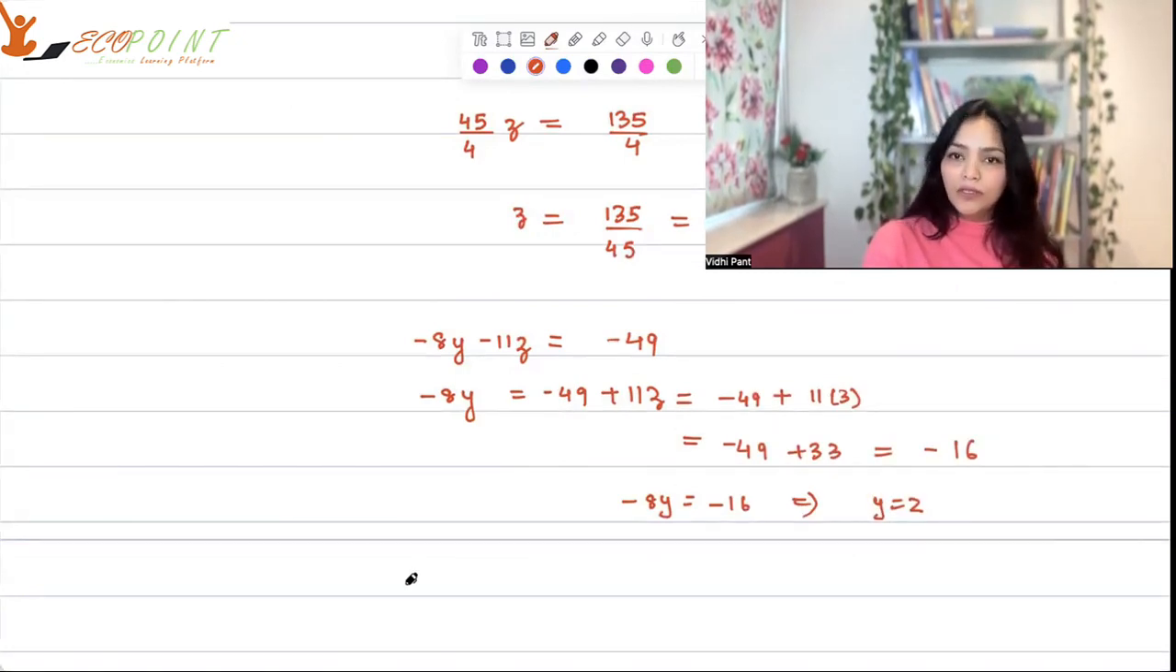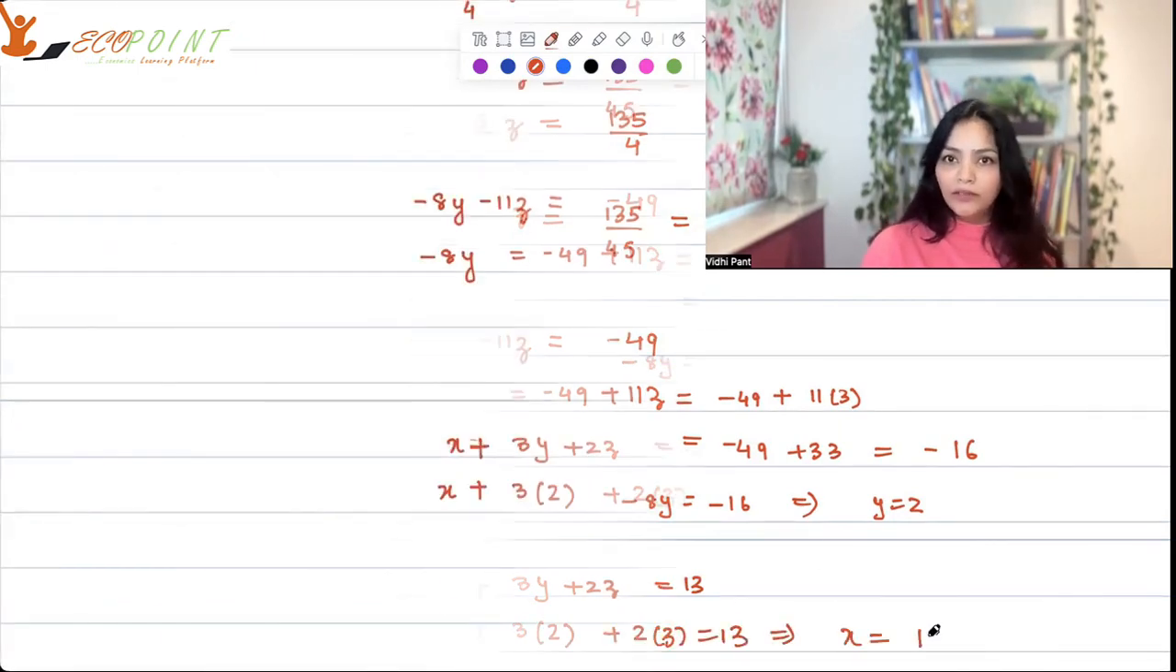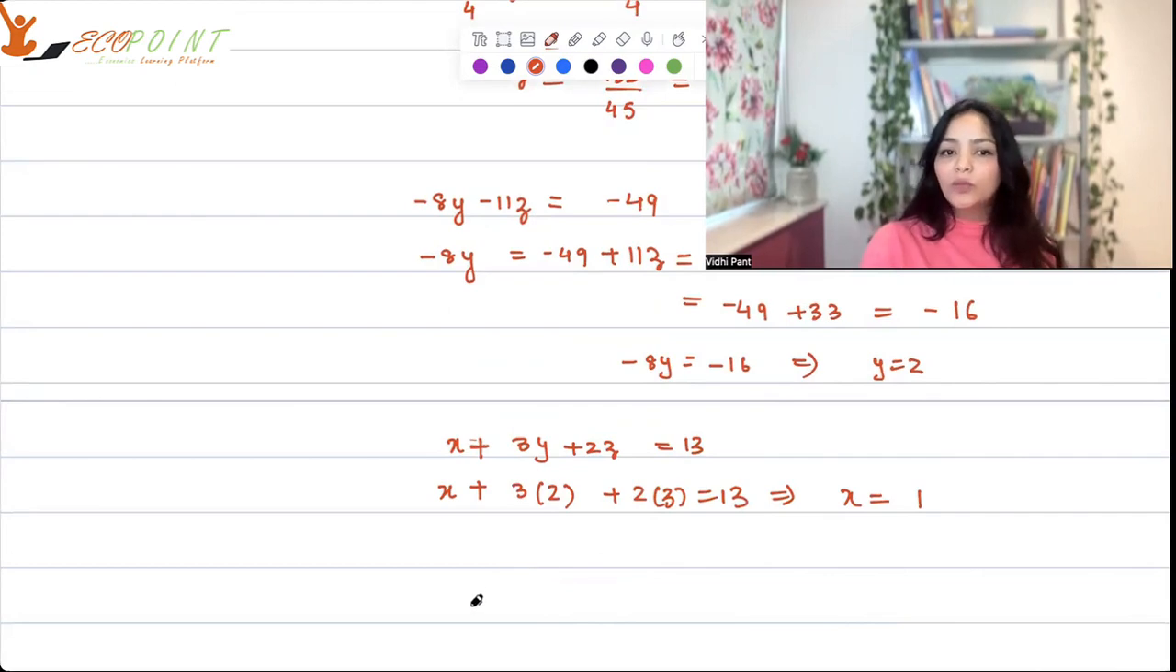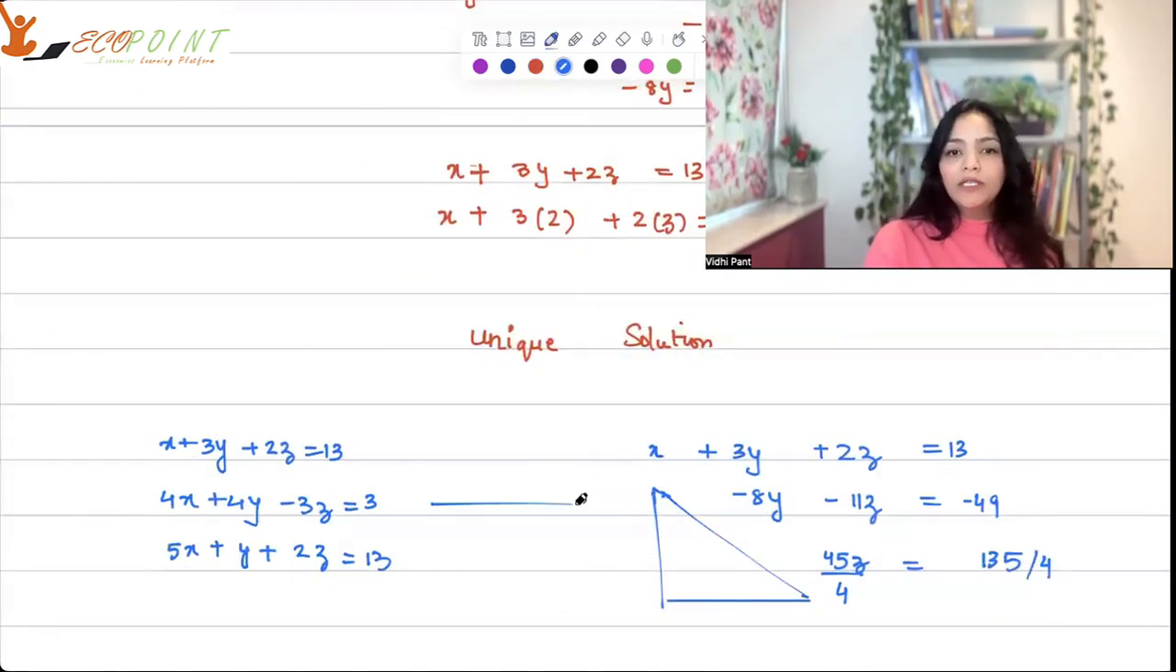Now, from the first equation, you will get x plus 3y plus 2z equals 13. And that implies x is equal to 1, which means in this situation, we are getting a unique solution just like we were getting in the previous example. Just observe what has happened. By using the elementary row operations, this was my original system of equations. It changed into this system.